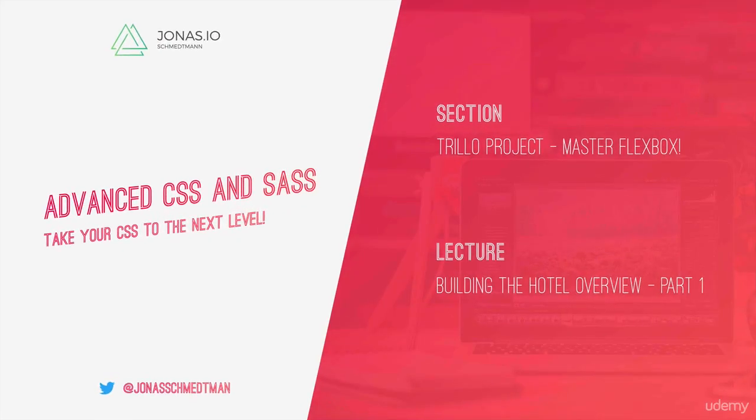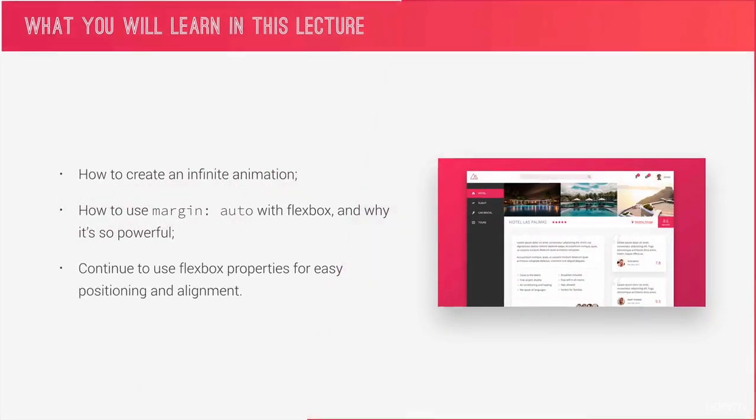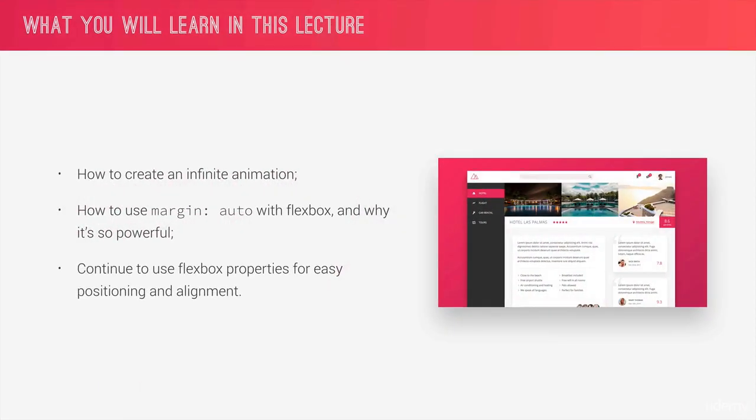Welcome back. I hope you're ready for the next part of our Trello project, which will be the hotel overview. So in this section, the new things you will learn are how to create an infinite animation and also how to use the power of Margin Auto together with Flexbox. And of course, you're going to continue using Flexbox properties for easy positioning and alignment of our elements.